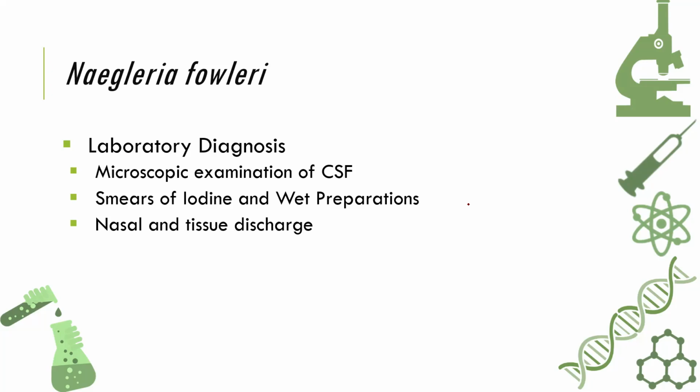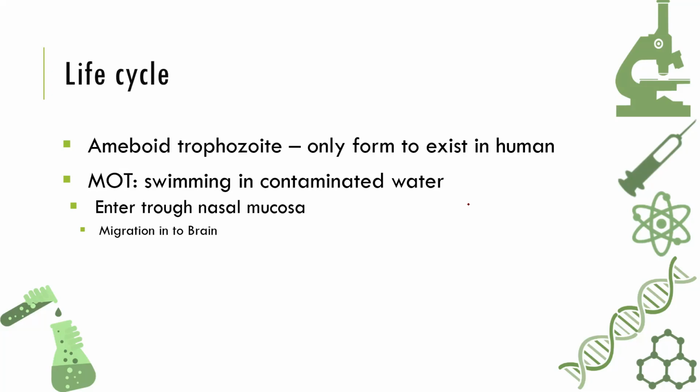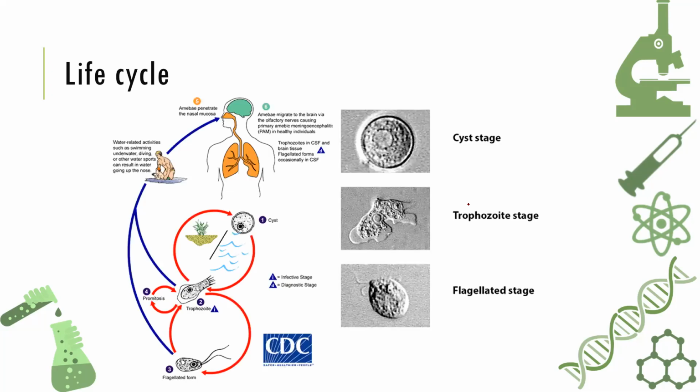Nasal and tissue discharge can also be a sample of choice. Now, remember that the only form that exists in humans is the amoeboid trophozoite, and this is also the infective stage to humans. Swimming in contaminated water and entry into the nasal mucosa is the mode of transmission of this parasite. The entry in the mucosal area will allow them to migrate into the brain, causing primary amoebic meningoencephalitis.